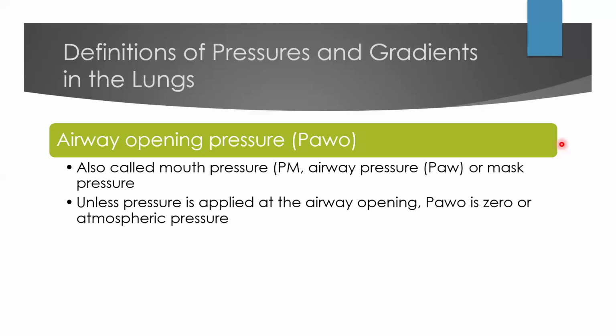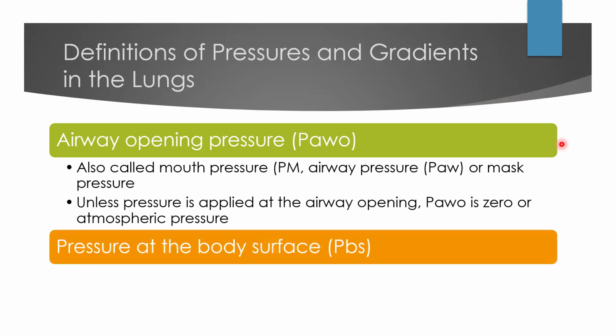If you are not applying any extra pressure to the patient, it is taken as zero. That is, atmospheric pressure is what exists at the opening of the airway of the patient. But if you are using positive pressure ventilation, it will be more than zero.